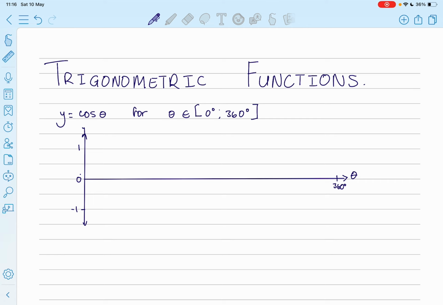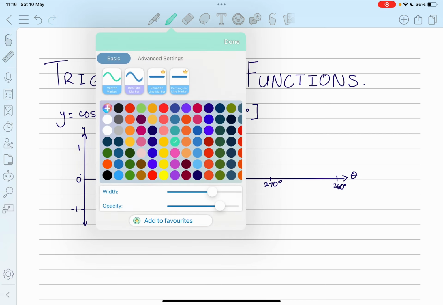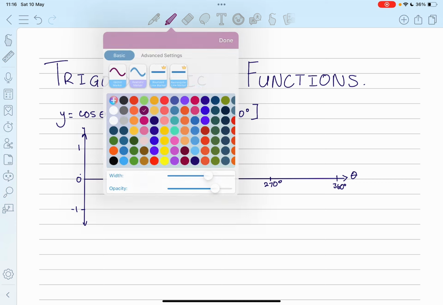So let me indicate those on the graph. So 180 will be somewhere there in the middle. 90 is half of that. And then 270 is also midway between 180 and 360. Okay, time to indicate the critical points.